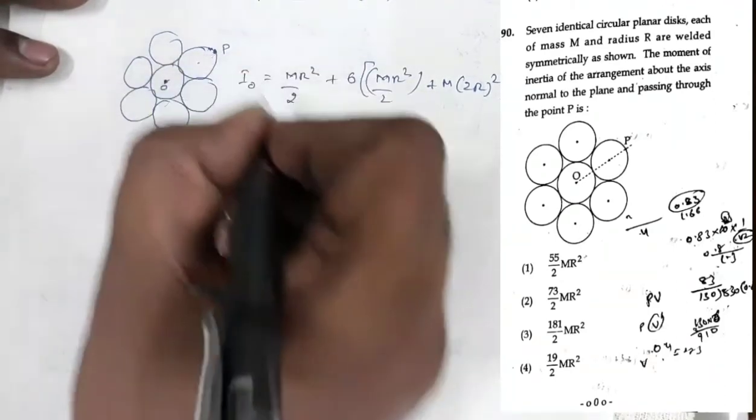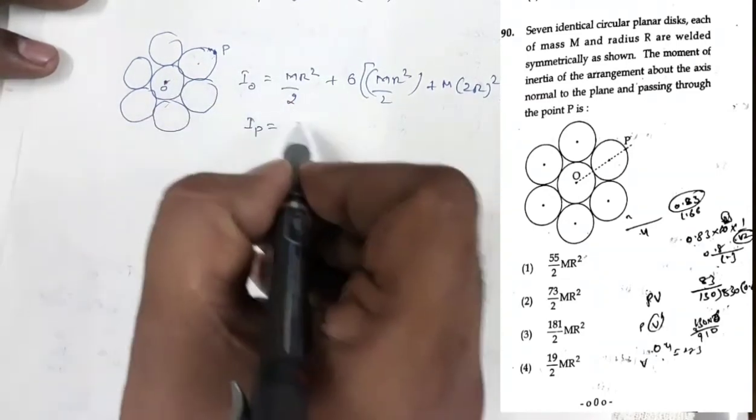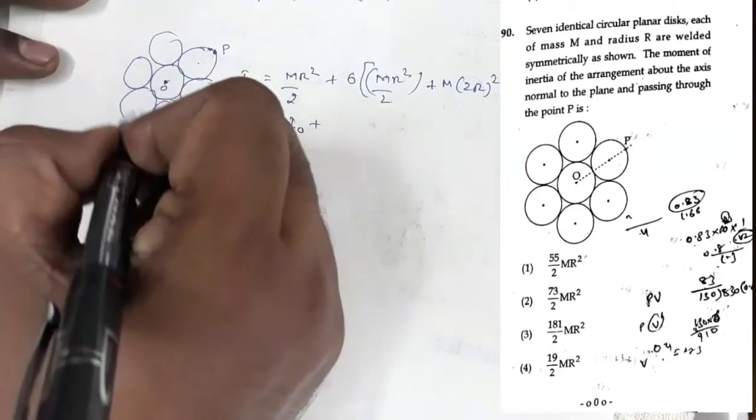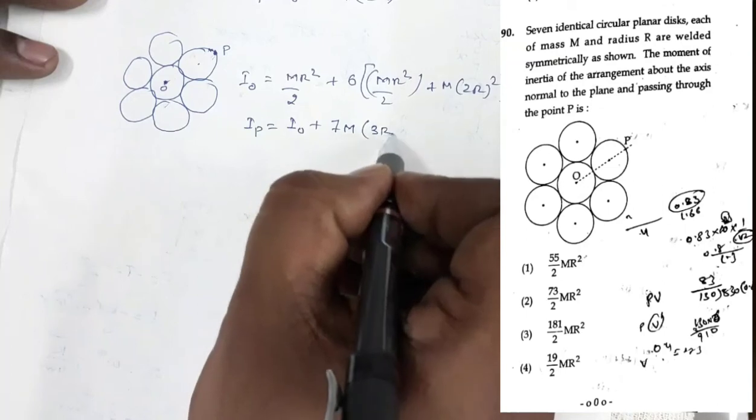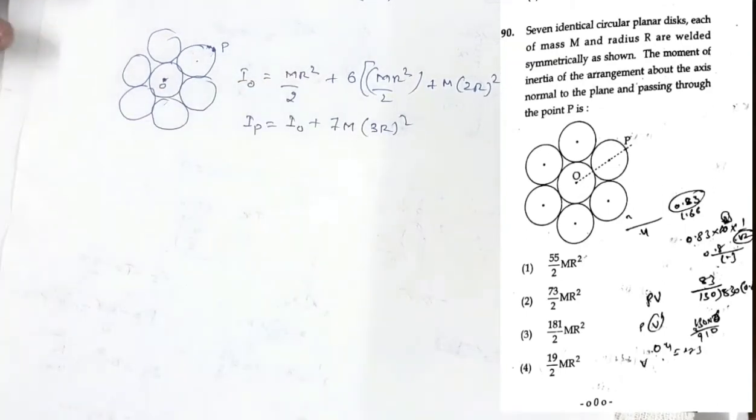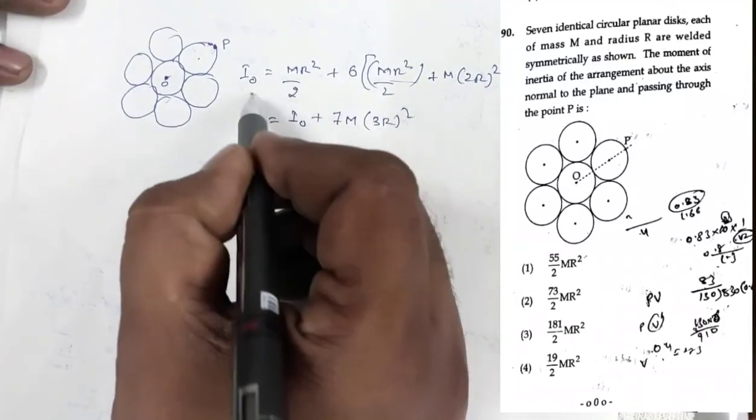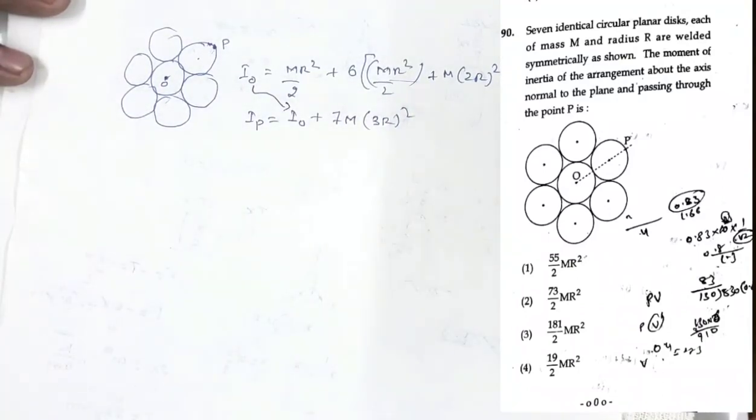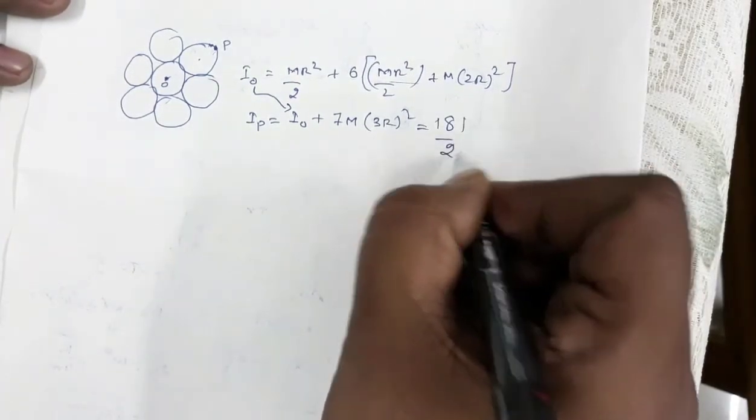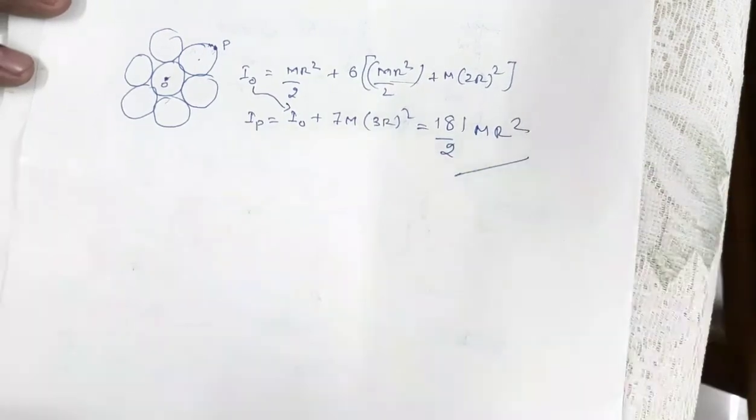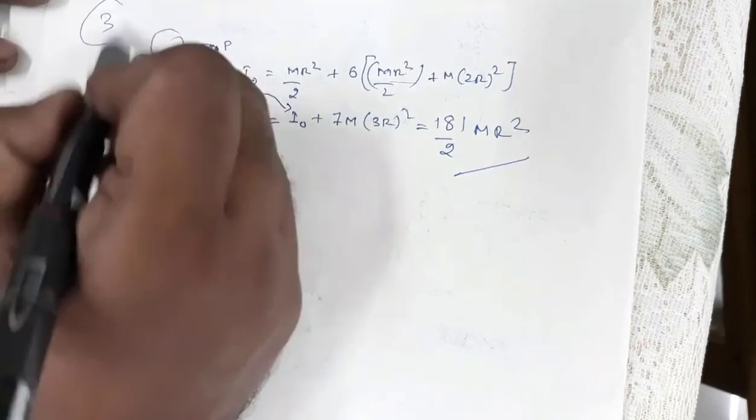So moment of inertia about point P, Ip, will again use the parallel axis theorem. So that is I naught plus, there are 7 such discs, so 7 into m into 3r square. This distance is 3r. If you substitute I naught over here, the final answer Ip is 181 by 2 mr square. So for question number 90, the correct option is option number 3. Option 3 is the correct answer.